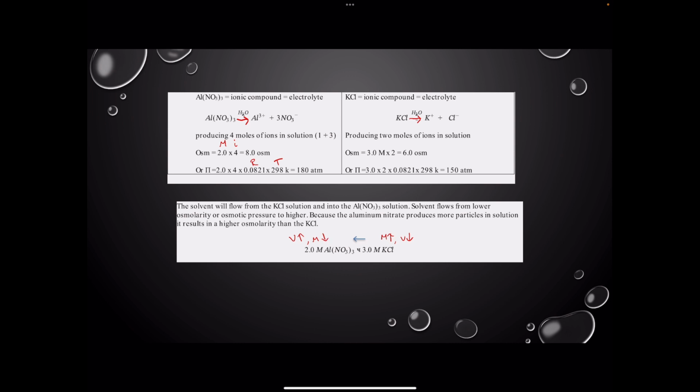And again, this continues until they become equal, or we continue to see that change. Once it actually becomes equal, then we're going to reach an equilibrium. We're going to still have solvent flow, but the rate is going to be the same. Water will flow back and forth each side, but we're not going to see concentration or volume changes.